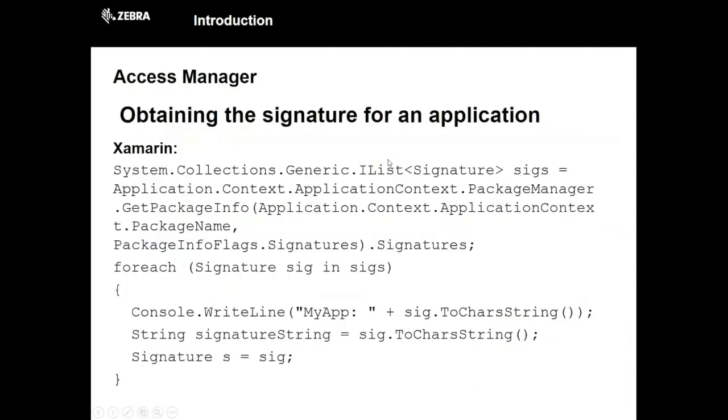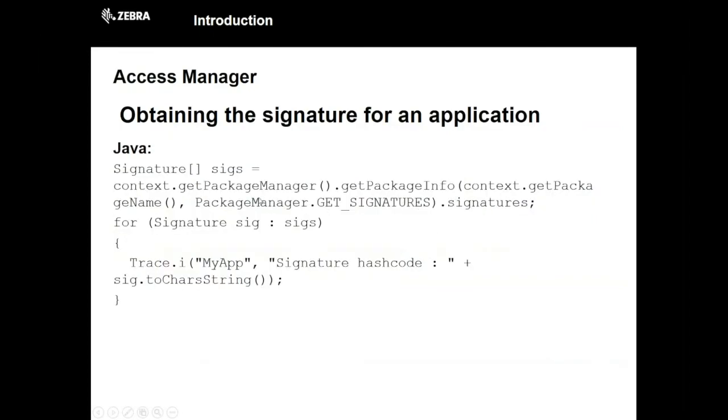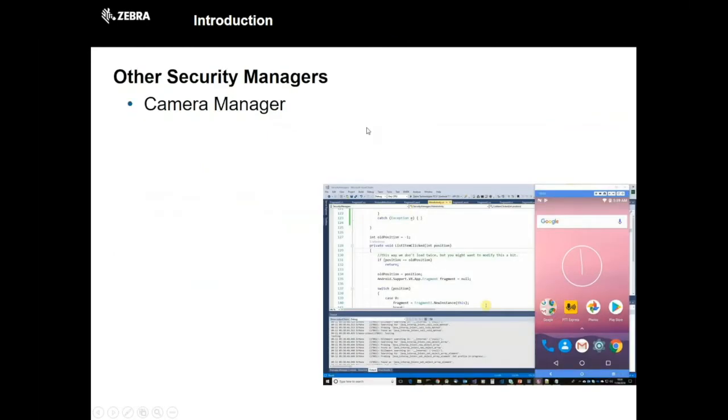So how do you get those signatures? In Xamarin, the code is as follows. You're using signatures, where is it? It's PackageManager.GetPackageInfo, and then signatures comes out of this, and then you can enumerate. I don't know why, it seems to return an array of signatures, but I just take the first one. I'm sure there is a proper reason. And then in Java, the code looks like this. It's the same code, obviously, because Xamarin is just wrapping the Android Java APIs, but this is how you do it in Java. So that is Access Manager.